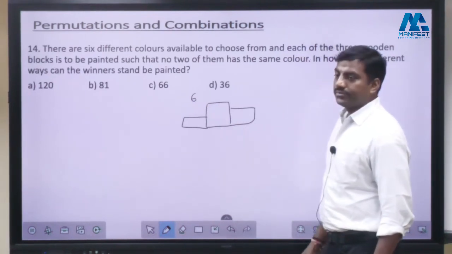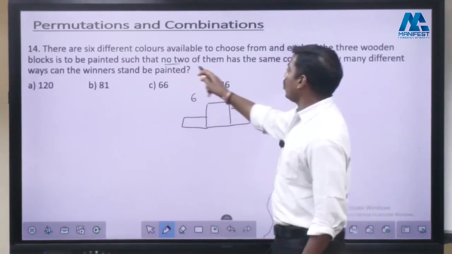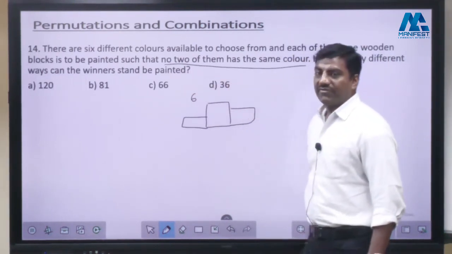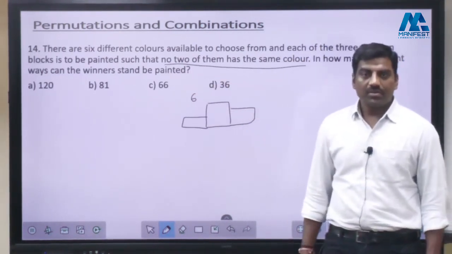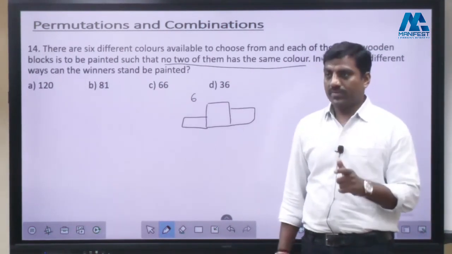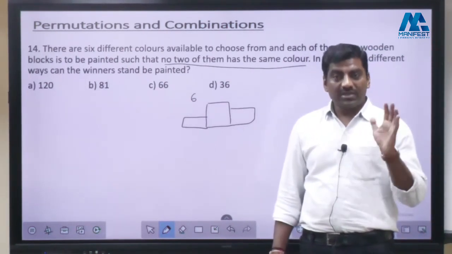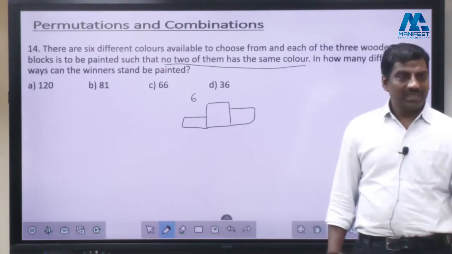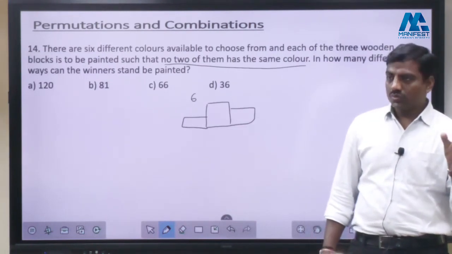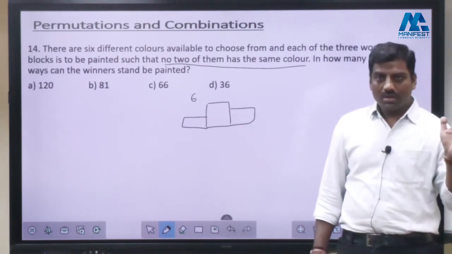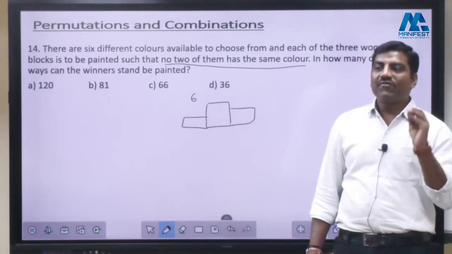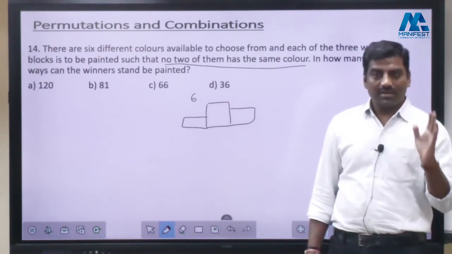Second, and they are telling no 2 of them has the same color. That means everything has to be of different color. When they say no 2, that means not even 3, not even 4, not even 5. When they say no 2, it is 2 or more. That means every block should be having a different color.